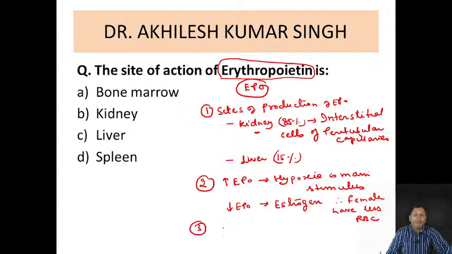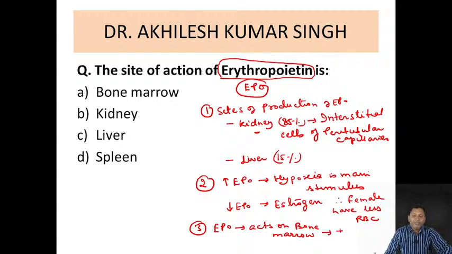The third thing which you have to remember here is what this erythropoietin will do. This erythropoietin goes and acts on the bone marrow, right? Where in the bone marrow will it act? In the bone marrow, it is going to stimulate the stem cells, also called hemocytoblasts, right? They will be stimulated, and it will lead to erythropoiesis, the production of RBC, right?